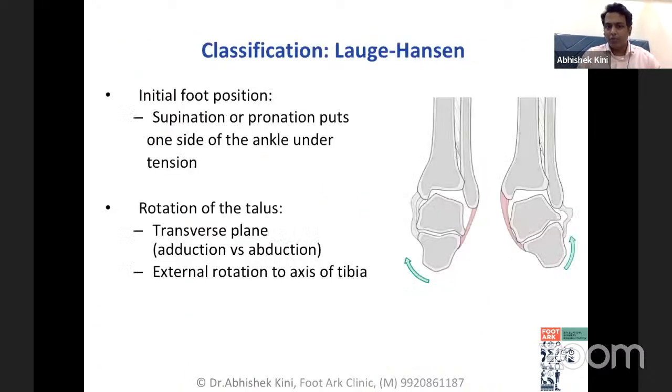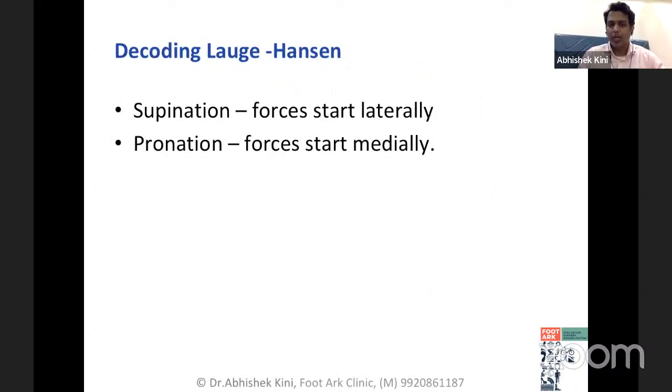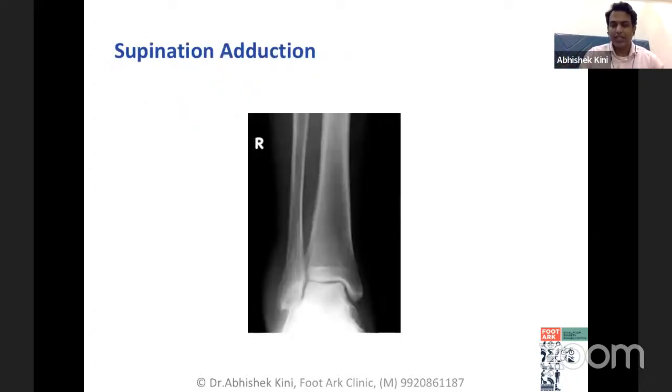The initial foot position, whether supinated or pronated, puts one side of the ankle under tension, and the rotation of the talus in the transverse plane, whether adduction, abduction or external rotation to the axis of the tibia, makes the entire classification go through. In supination, the force starts laterally, and in pronation, the force starts medially. In supination adduction, the force starts laterally and you have an infrasyndesmotic fibula and a vertical medial malleolus.